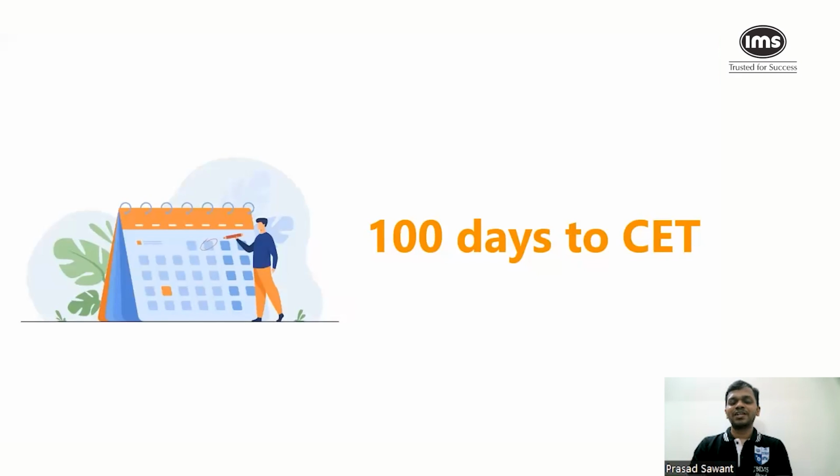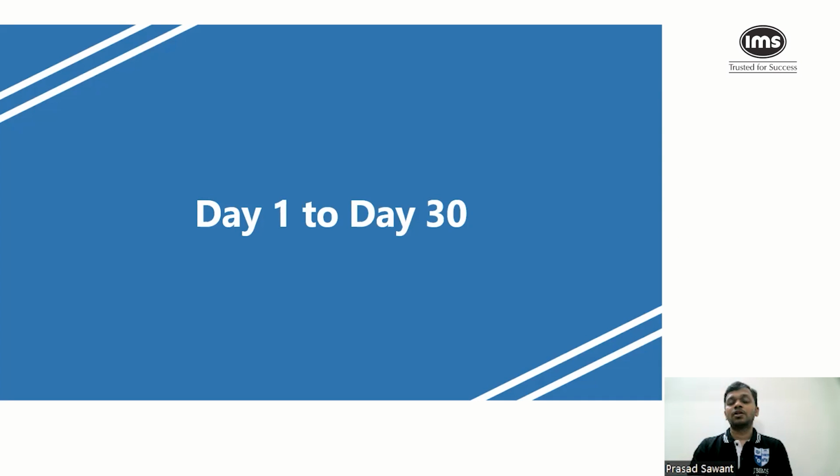Hi everyone. In this video, we are going to talk about the 100 days plan to MBA CET. We are going to structure this in three parts. The first part will deal with what you do in the first 30 days, then the next 30 days, and what you do in the last 40 days. So let's get started.